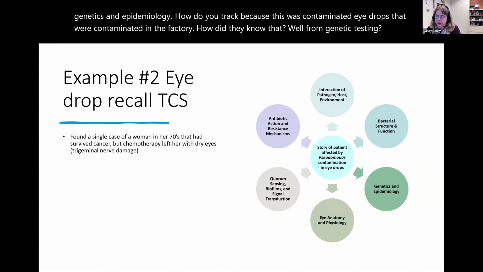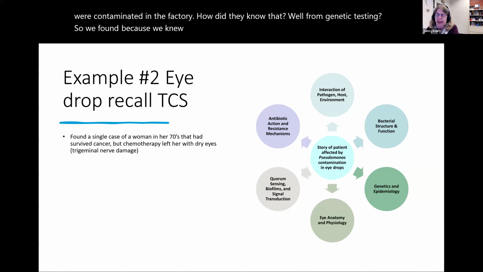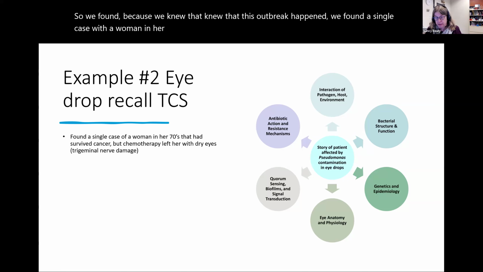So we found, because we knew that this outbreak happened, we found a single case with a woman in her 70s that had survived cancer.